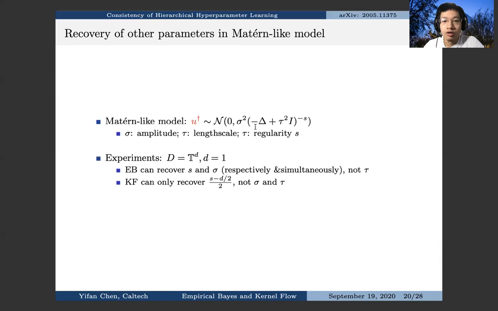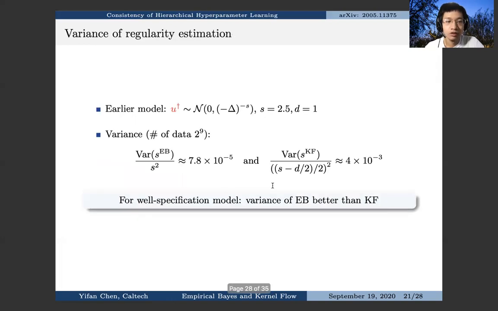However, if we have a larger dimension, for example larger than 3, then a change of tau will also correspond to mutually singular Gaussian measures, and we expect that it can also recover tau in this case. And for the approximation theoretical approach, kernel flow, we say that it can only recover S minus D over 2, but not sigma and tau in our experiments. Okay, so that is the result for the general Matern class model on the torus.